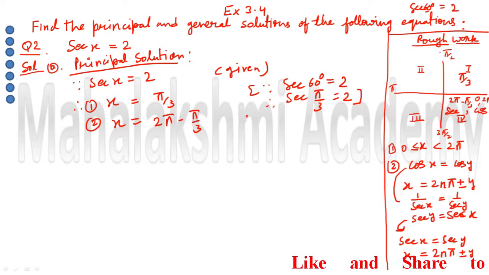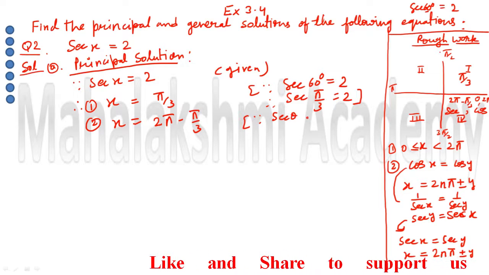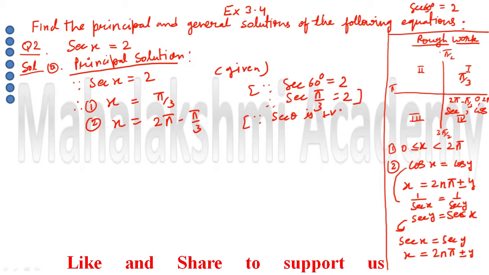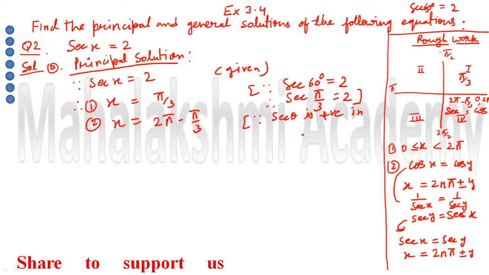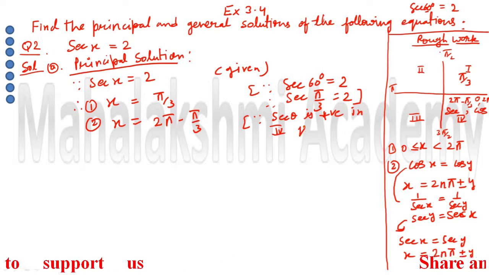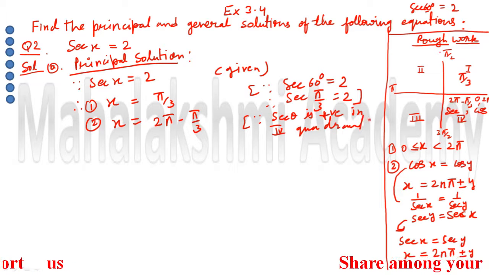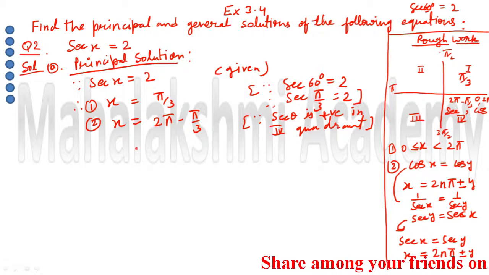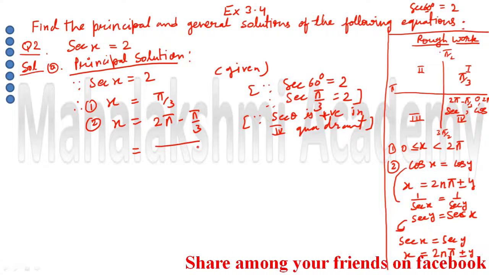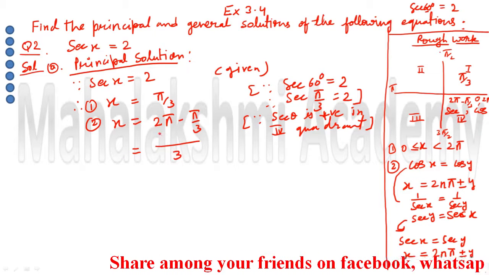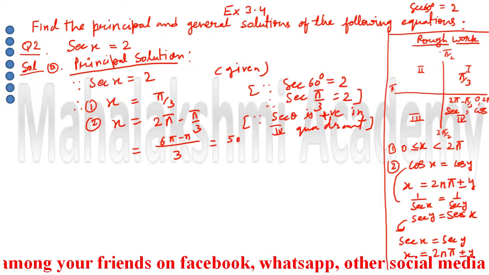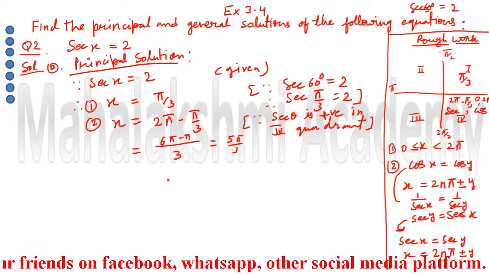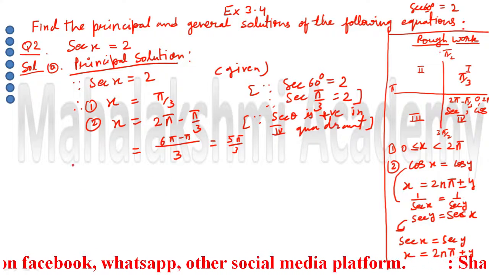Now for this line, the reason is since sec theta is positive in fourth quadrant. That's why we wrote here, and we'll take the LCM. So when we take LCM, it's going to be 6 pi minus pi over 3, which is equal to 5 pi upon 3.